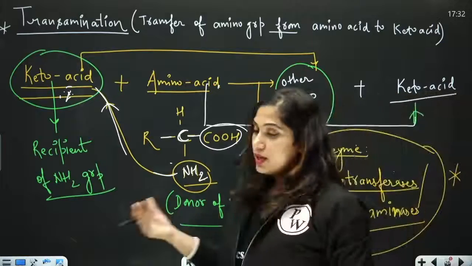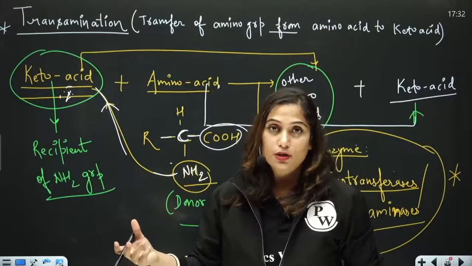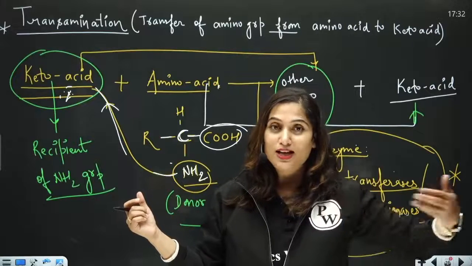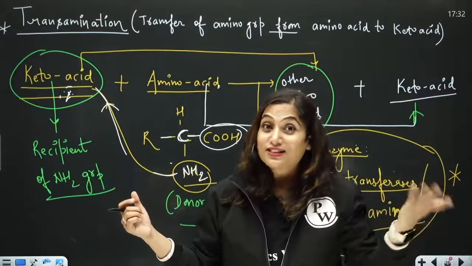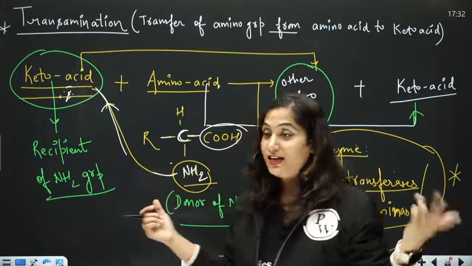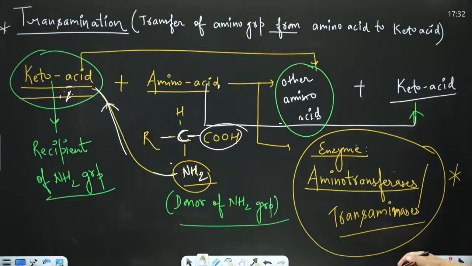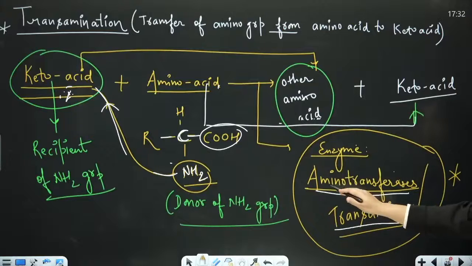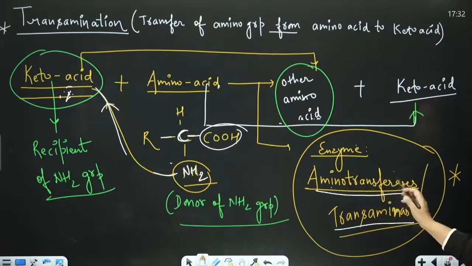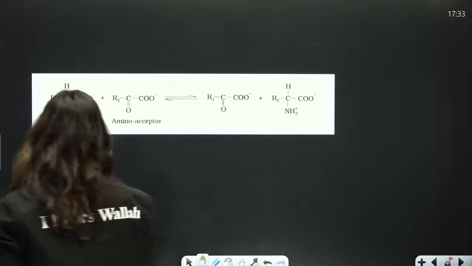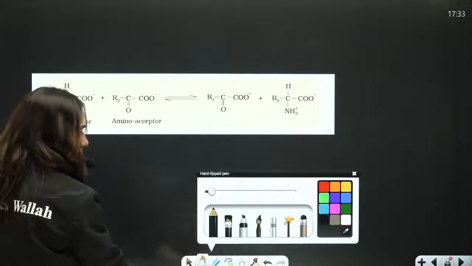So we can say that during this process, we can form many types of amino acids with the help of one amino acid. Right? How? I will just tell you. And the kind of enzymes which are used in this process are aminotransferases or transaminases. Aminotransferases are enzymes responsible for the transfer of amino group, or transaminases, enzymes responsible for transfer of amine group. So two names of the same enzyme, aminotransferases or transaminases. Okay? So this is the diagram of NCERT.